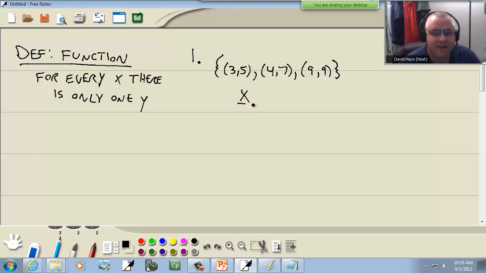So I'm going to put my x values here, I'll put my y values here, and I'm going to write down my x values from smallest to largest, not repeating any. So I got 3, 4, and 9. And then I'll write down my y values from smallest to largest, not repeating any. So we've got 5, 7, 9, and I'll circle each one of these.